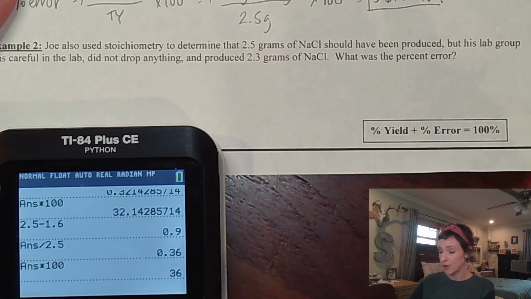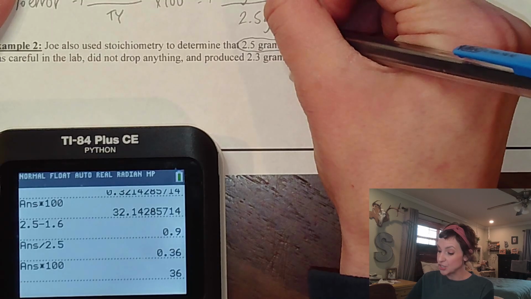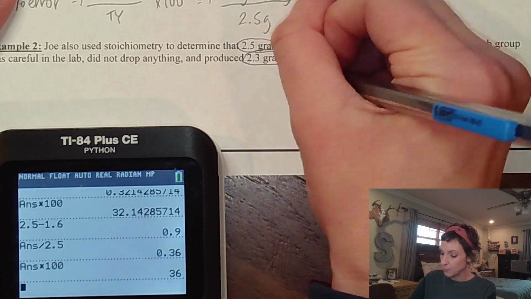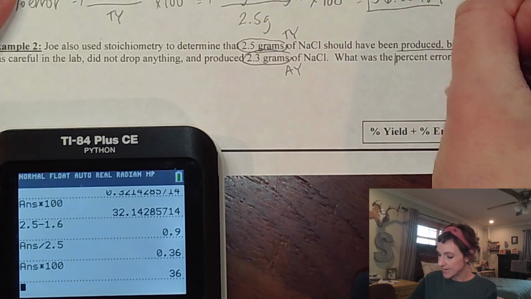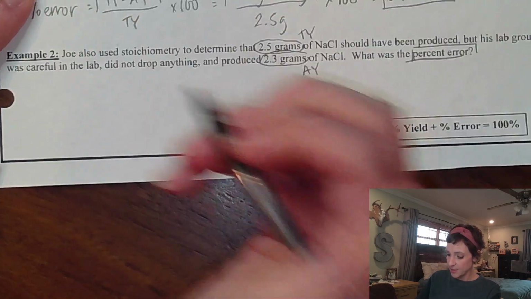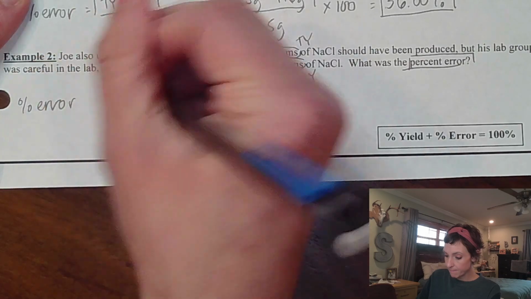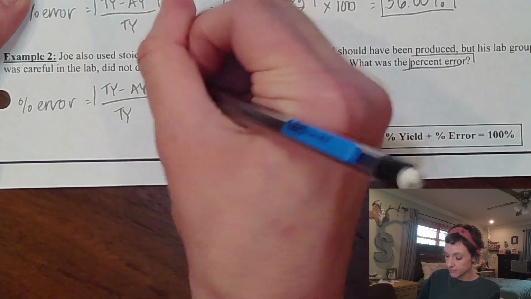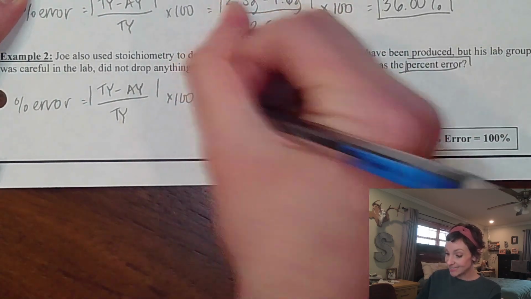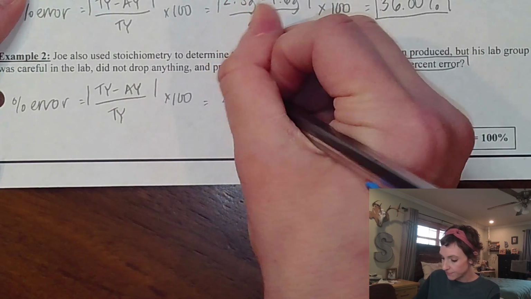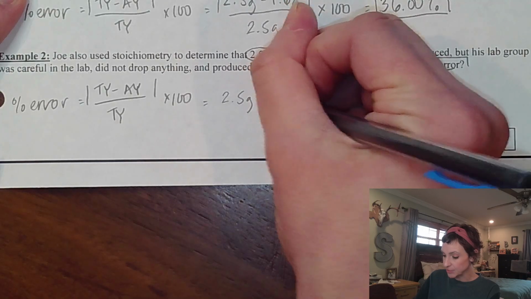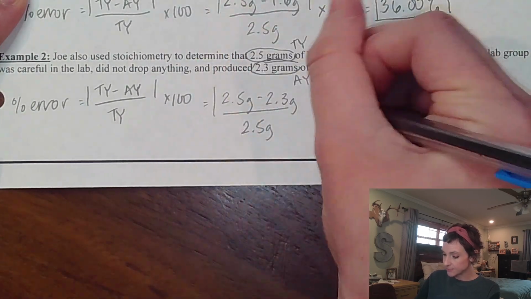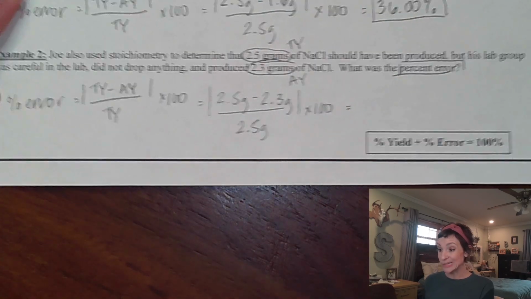So same question as before. We know that Joe's group calculated that it should have been 2.5 grams. That's the theoretical yield. They produced in actuality 2.3 grams. We are solving for the percent error. So establishing my equation, right? Percent error is equal to theoretical minus actual divided by theoretical times 100. So now I've got my theoretical yield, 2.5 grams, minus my actual yield, which for Joe's group is 2.3 grams, divided by 2.5 grams times 100.